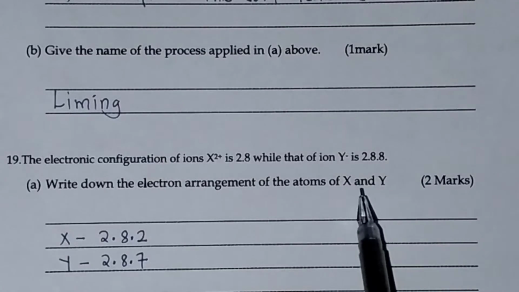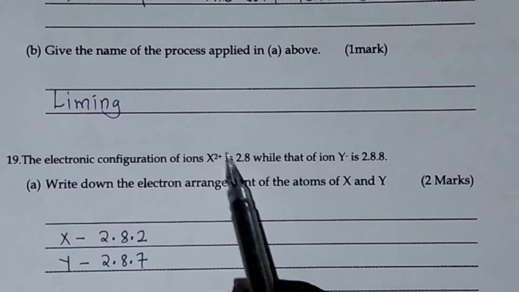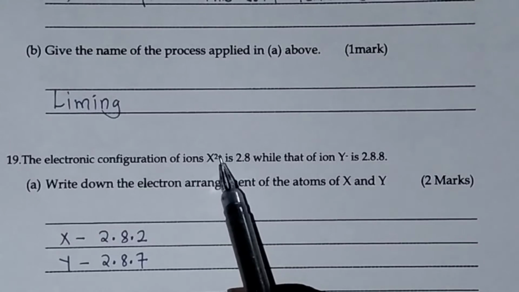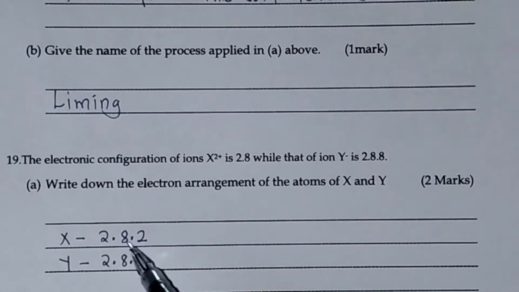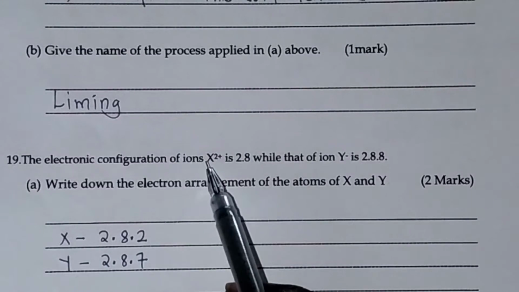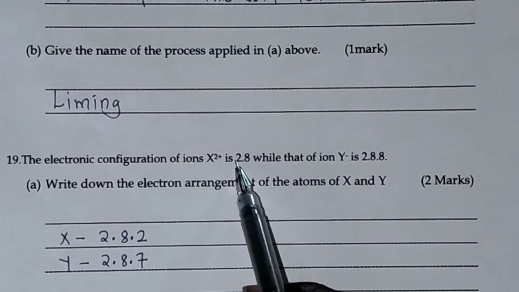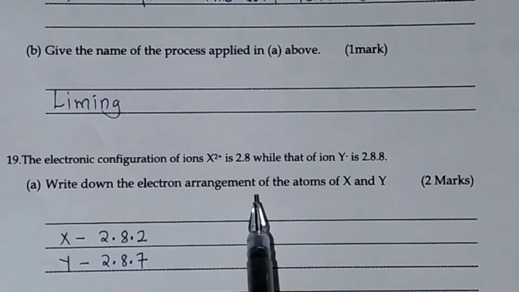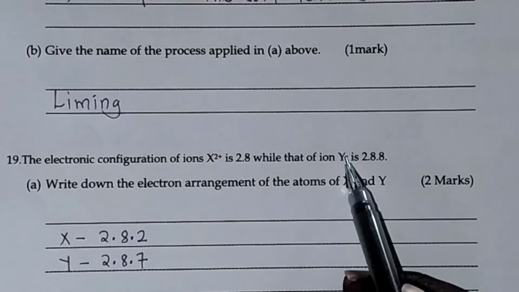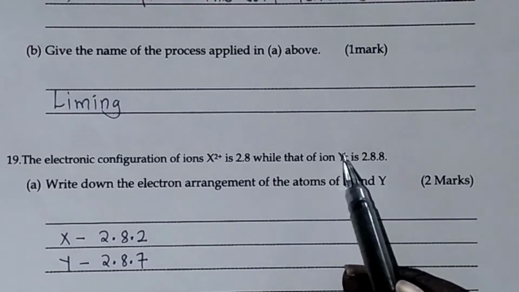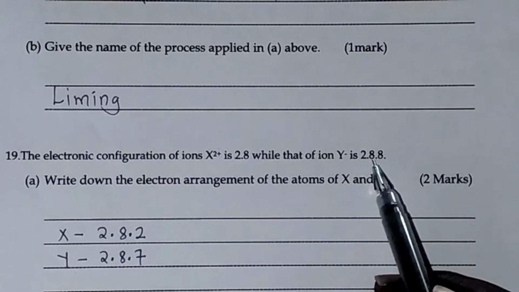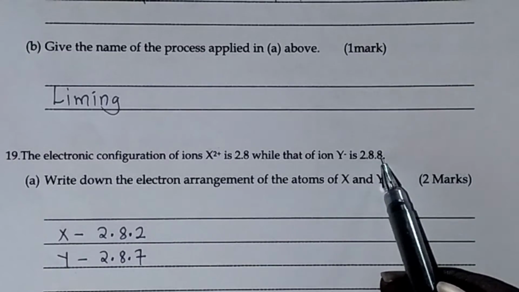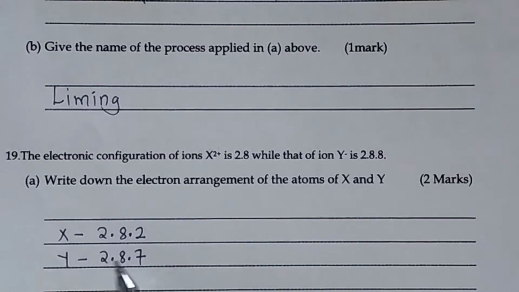So we start with X. X here is 2+. 2+ means it has already lost 2 electrons. So we are going to have 2.8.2. That's when it's an atom. So when it undergoes ion formation, it loses 2 electrons to form 2.8. That's why we are going to have X2+. Then Y, here we're having minus. Minus means it has gained 1 electron. So if it has gained 1 electron, initially it had 2.8.7. So that's the electronic configuration of the atom.